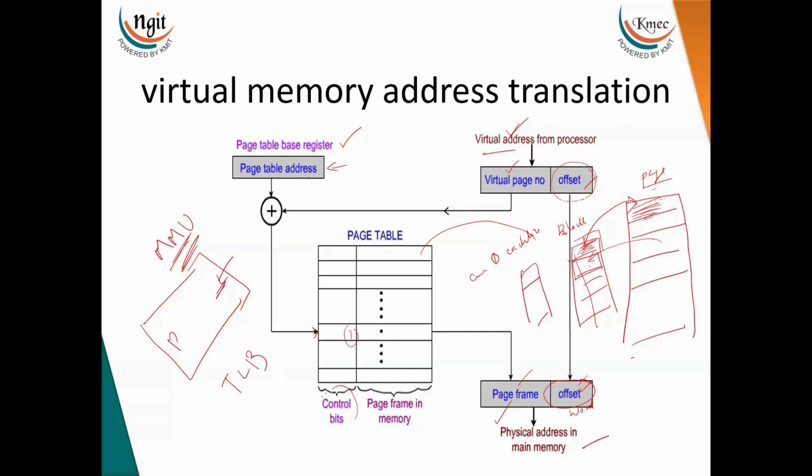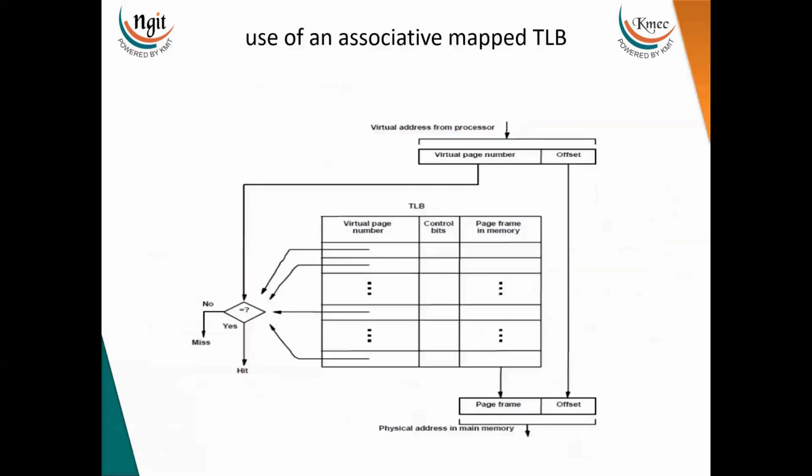TLB is nothing but what? Translation Lookaside Buffer, which is a small cache incorporated in the MMU. Now, if you see, this is the TLB information, which has, for each page number, what the page frame is, and also the control bits. If any page is replaced by a new page, the valid bit information is given by the control bits. Or if any new page is loaded, that page information also should be updated in the TLB. So recently accessed pages information will be held by the TLB.